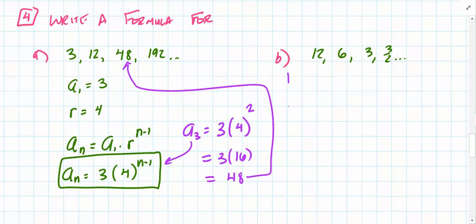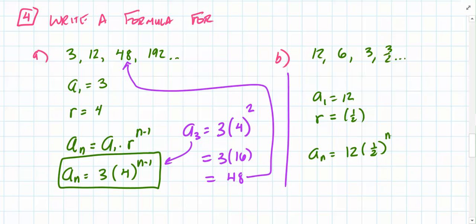Okay, let's try this one. So a sub 1 is going to be 12. What's our ratio for our second sequence here? 1/2. Awesome, you guys are totally getting this. So therefore, a sub n is equal to the first term, which is 12, multiplied by the ratio of 1/2 to the n minus 1, and we're all good.